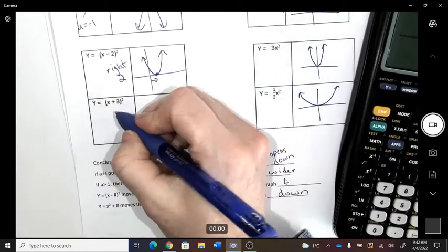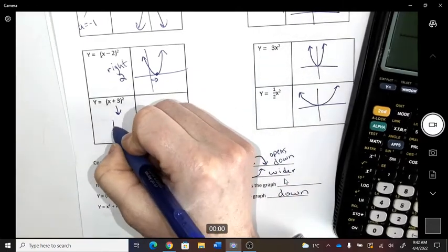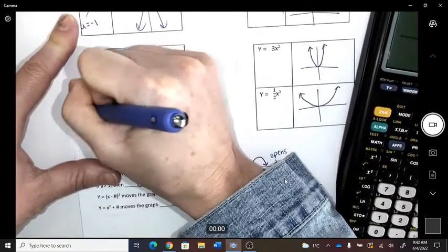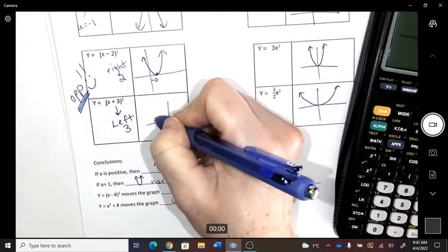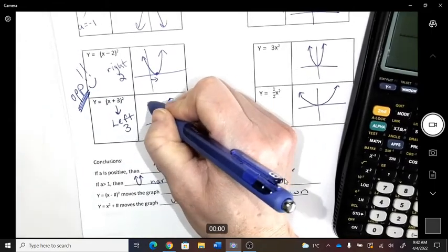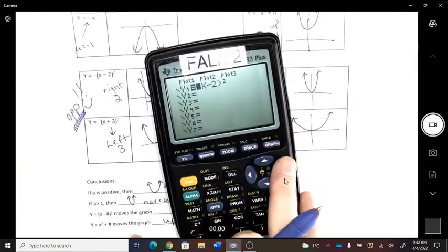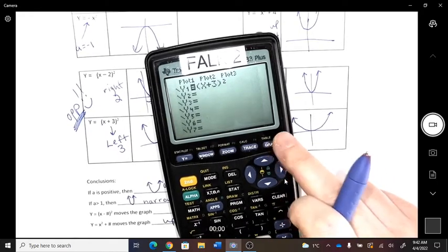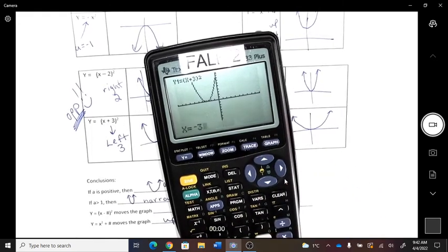Okay, so what do you think this is going to do? What's our prediction? That's going to probably move left 3. So this is opposite. Okay, it's kind of something you're going to have to think about. So that's the prediction. And if you want to see if our prediction is true, you can go back to your y equals and change the subtract 2 to a plus 3. Graph, and there it is. Our prediction is true. It moved left 3.